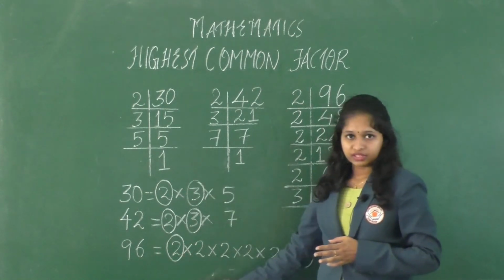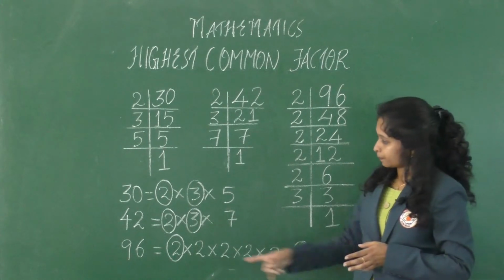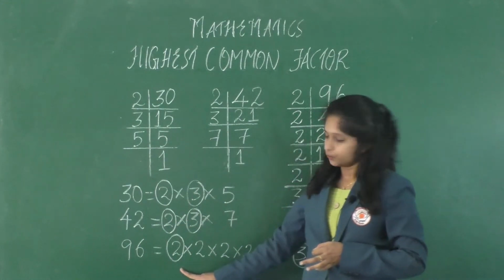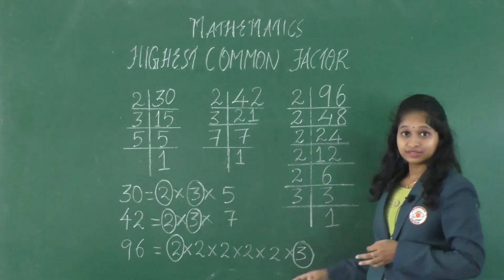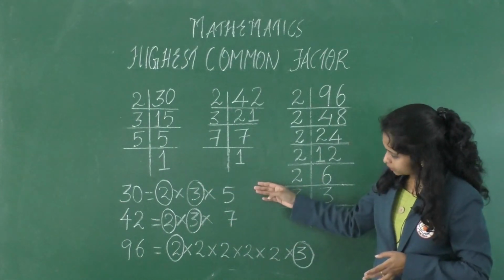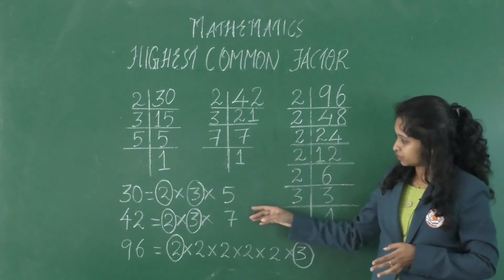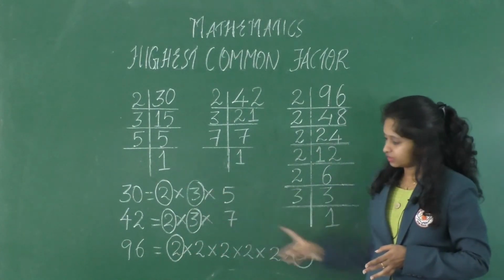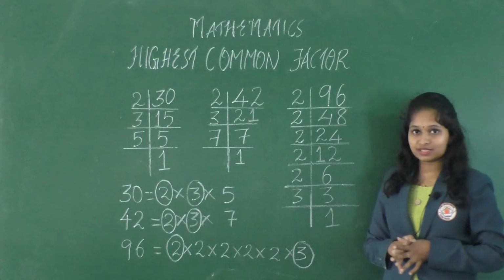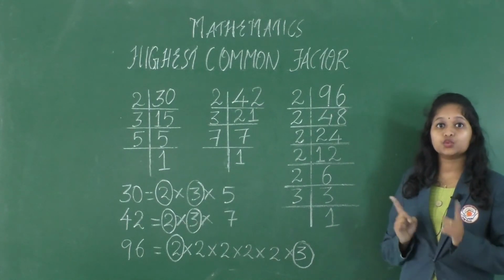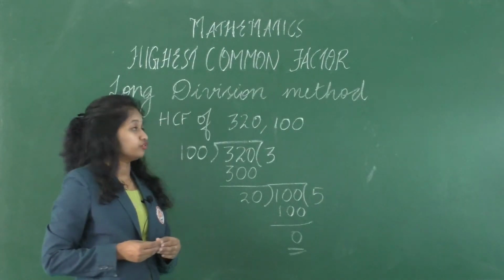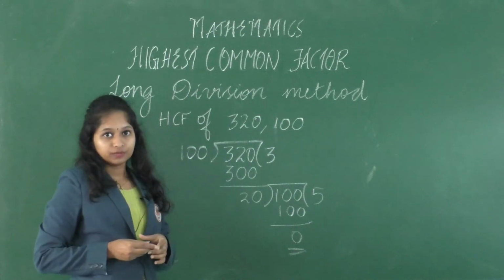Now in all three, which is the common factor? 2 is common everywhere, right? So I have marked 2. Again which number? 3. 3 is also everywhere. Again any number common? No, right? So 2 and 3 are common. So the HCF of 30, 42 and 96 is 6, that is 2 into 3. That is 6. The last method to find the HCF of numbers is the long division method.